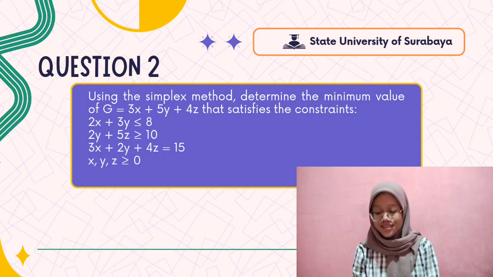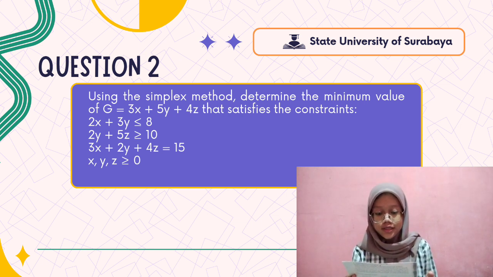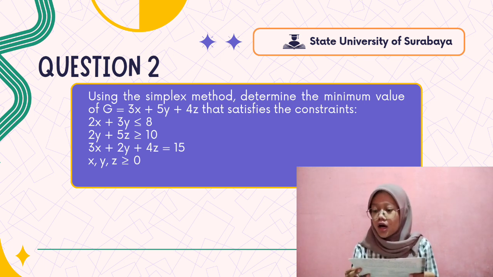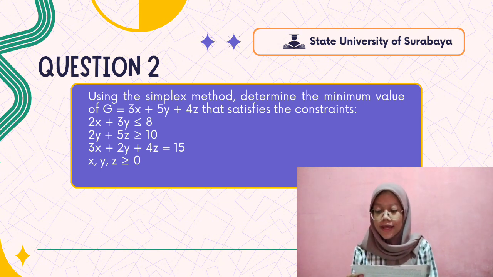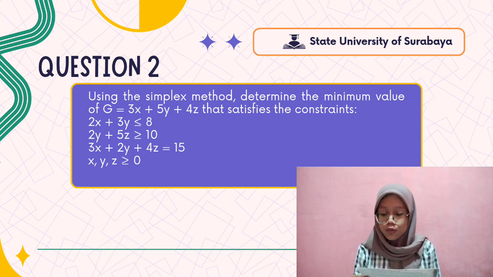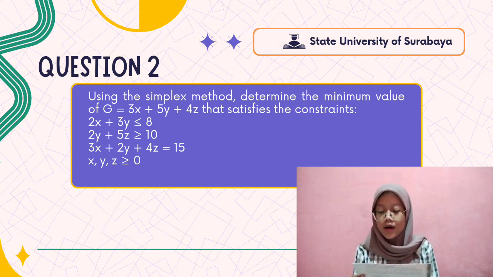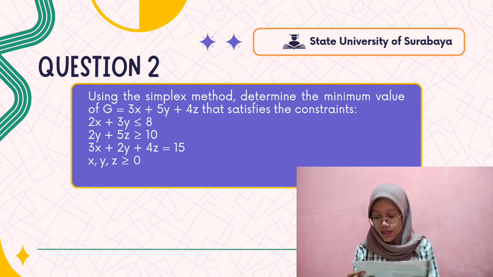The second question is, using the Simplex method, determine the minimum value of G equals 3x plus 5y plus 4z that satisfies the constraints: 1, 2x plus 3y less than or equal to 8; 2, 2y plus 5z more than or equal to 10; 3, 3x plus 2y plus 4z equals 15, with x, y, z more than or equal to 0.